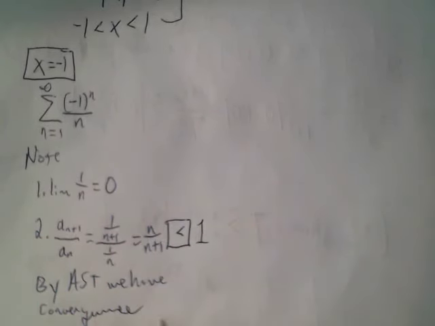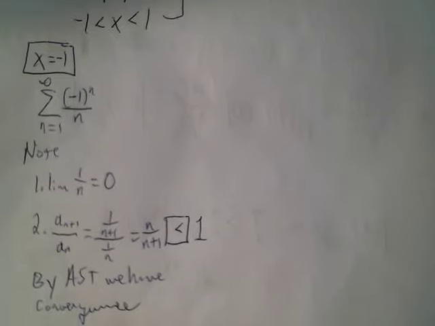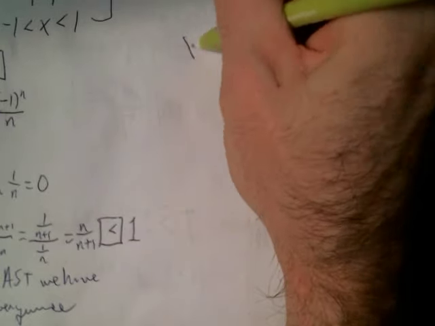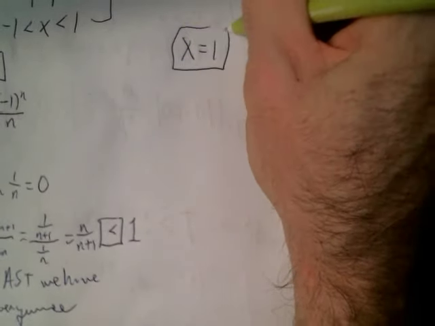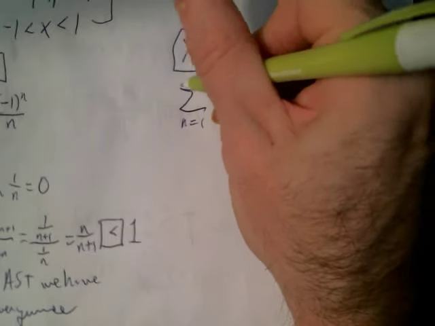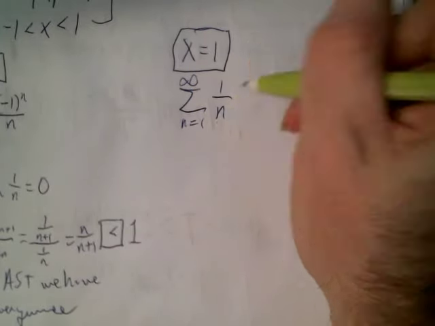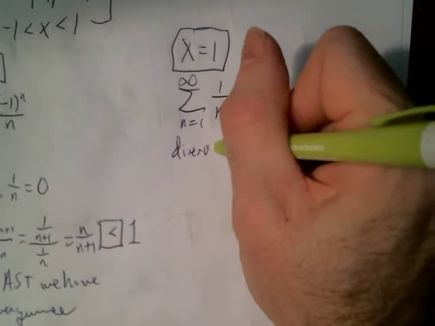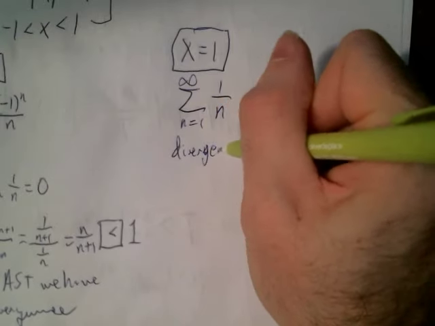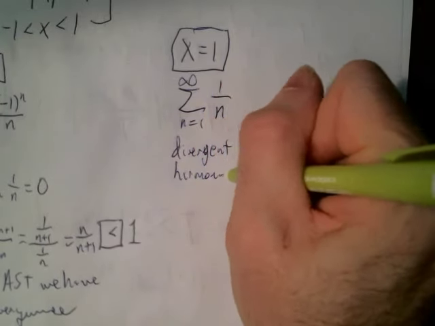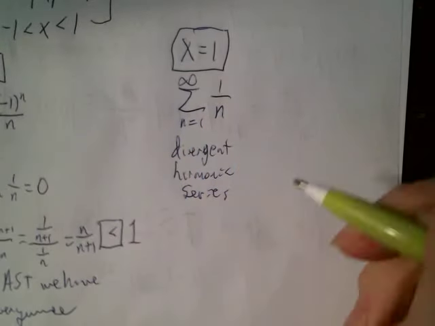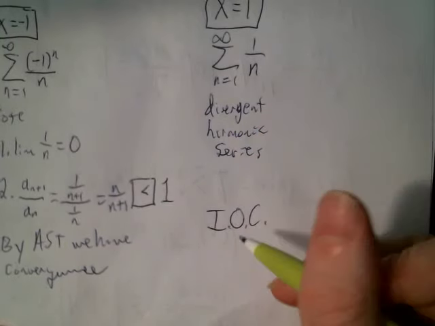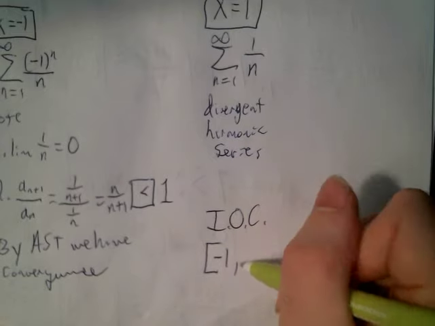Just a side note, this is conditionally convergent, and it's often called the alternating harmonic series. On the other hand, when x is equal to 1, you get the sum from n equals 1 to infinity of 1 to the n, which is 1 all over n. And of course, this is the divergent harmonic series. So at the end of the day, the interval of convergence, the IOC, is going to be from -1 to 1.